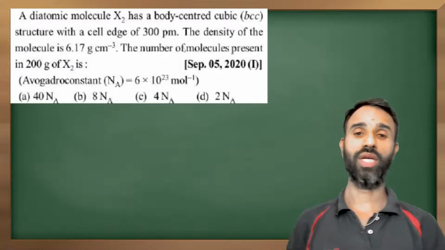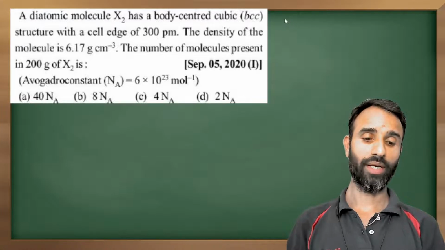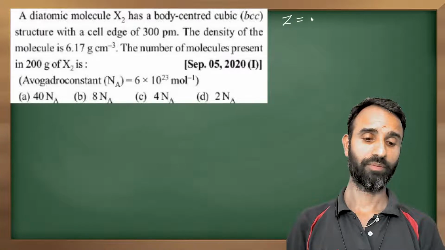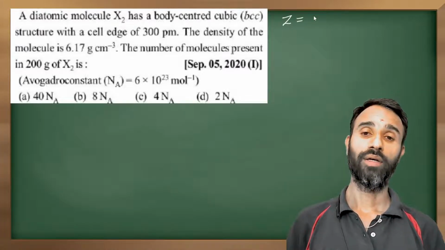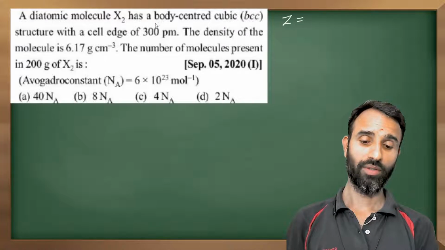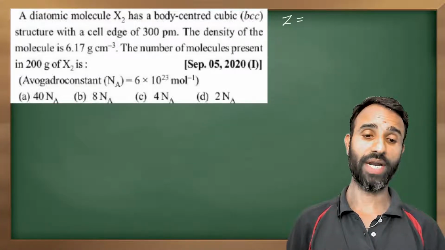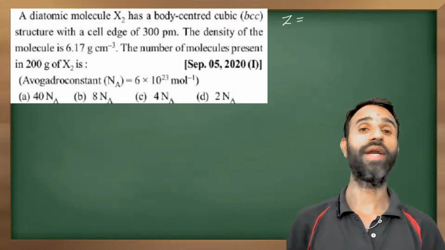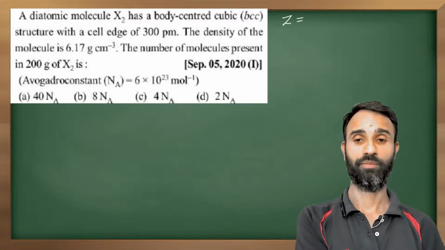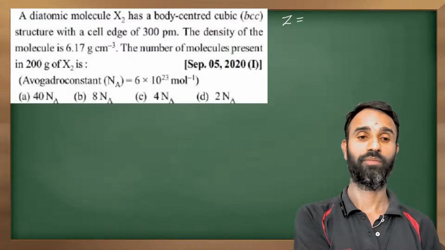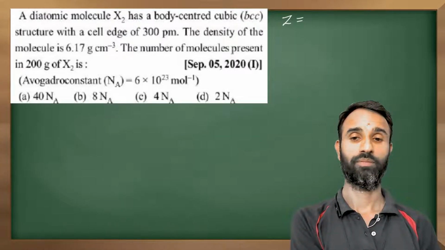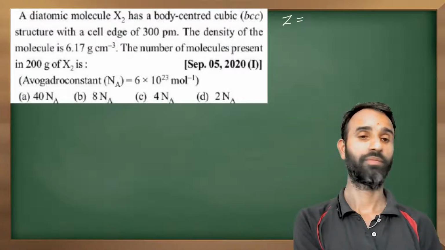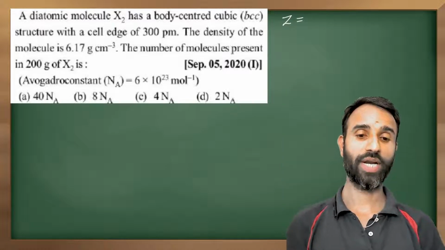Edge length is 300 picometer. So see, as it is BCC, tell me what is Z? This is BCC. So tell me what is the value of Z? Yes, beta. What is the value of Z? Tell me fast.